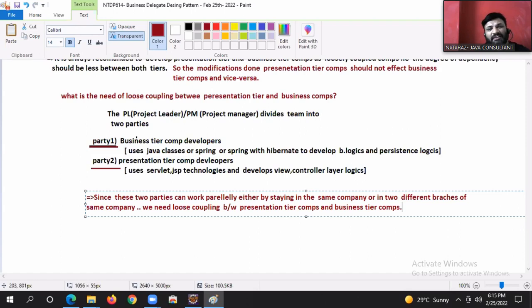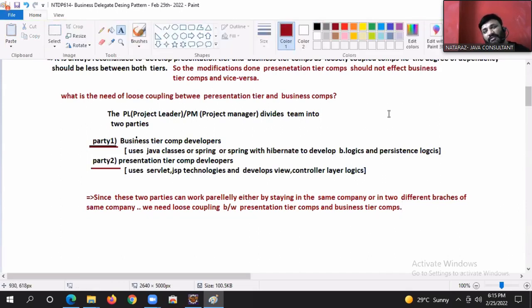Suppose loose coupling is not there, guys. Okay, sir, in foreign countries also, business tier work is done by Indians only. Who will be there in US companies? Indians only, right? Cognizant USA, Cognizant India. In Cognizant USA, Indians only will work. In Cognizant India, Indians only will work. Understanding my point?